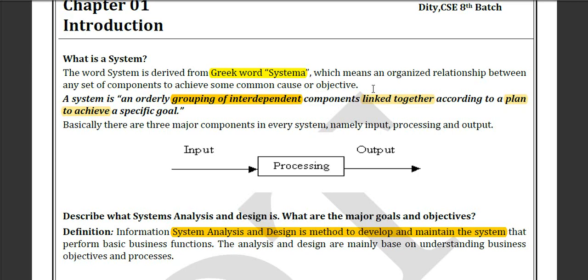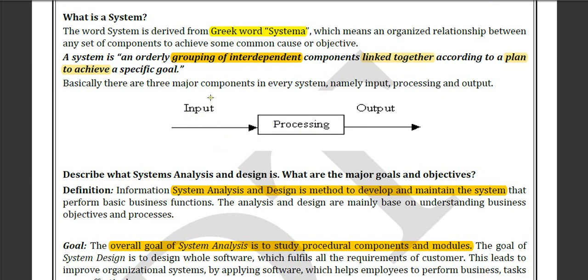So a system is an orderly grouping of interdependent components linked together according to a plan to achieve a specific goal. This is the diagram. You need to give an input, then the processing system gives you the output. This is a system.